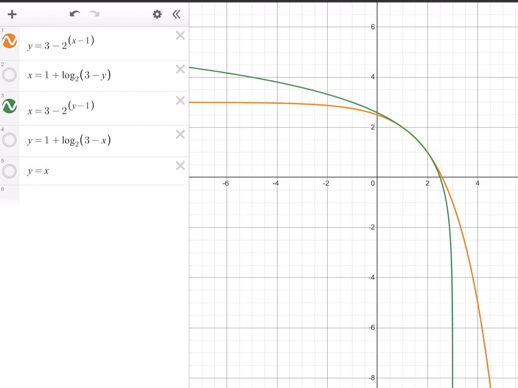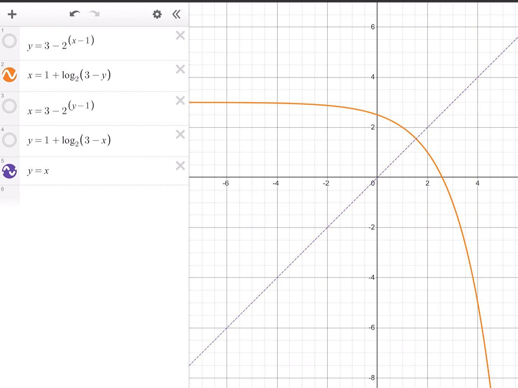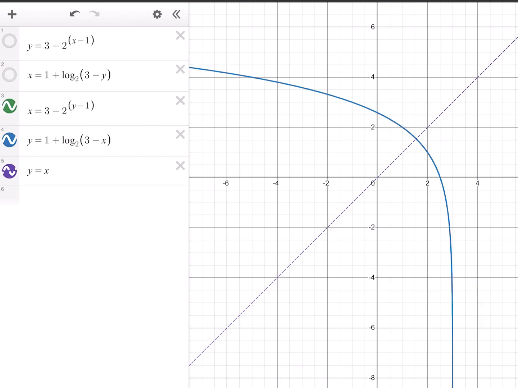Switching the x and y coordinates of the first orange equation, I get this green equation. Notice it is different. The orange and the green are symmetric about this diagonal line y equals x. Take the second orange equation and switch the x's and y's, gives me this blue equation. And notice the blue and orange are also symmetric about the line y equals x. And notice that the blue and green are the same. Here's the green, here's the blue. So I can make them both green and just reveal one of them.